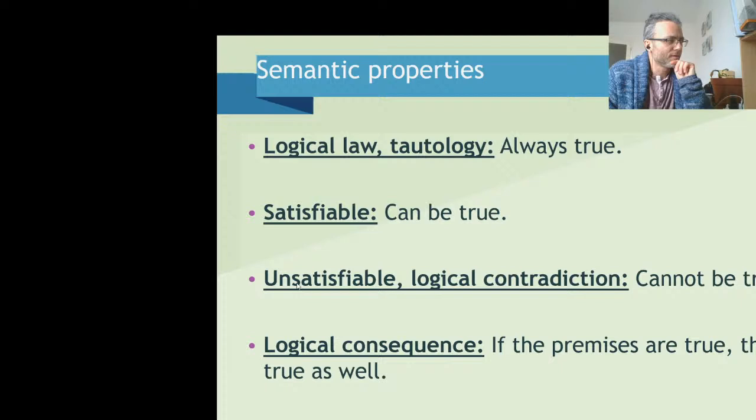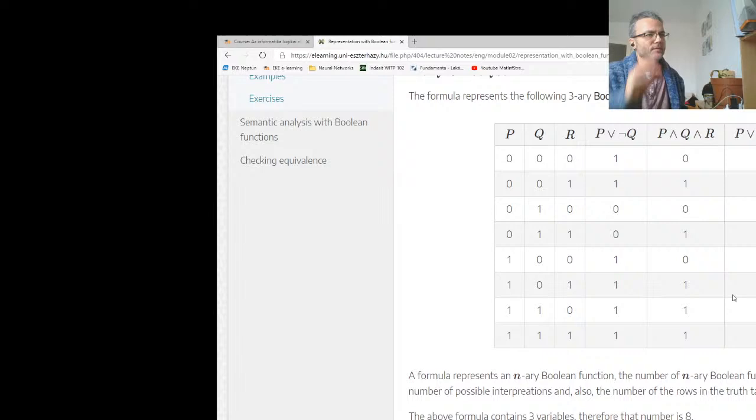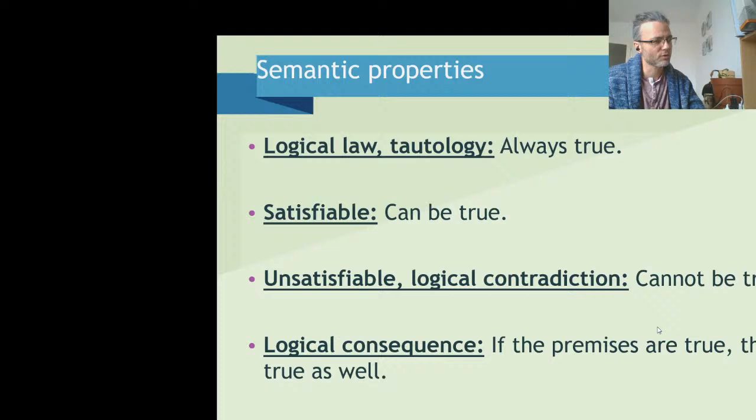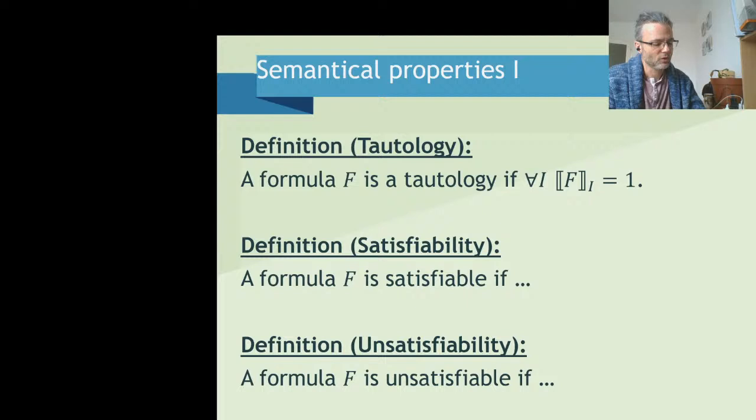The third property is called a logical contradiction, which means the formula cannot be true. So basically, it's always false. It's also called an unsatisfiable formula, because it's the opposite of being satisfiable. Of course, if you construct the truth table for such a formula, then you should see zeros in each interpretation. This makes a formula a logical contradiction. And there is the fourth category, which is much more complex than the previous three concepts. So let's just continue with the definitions.